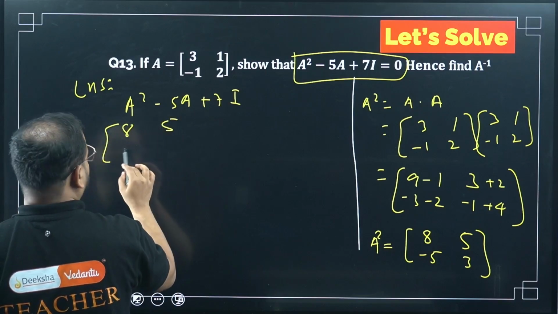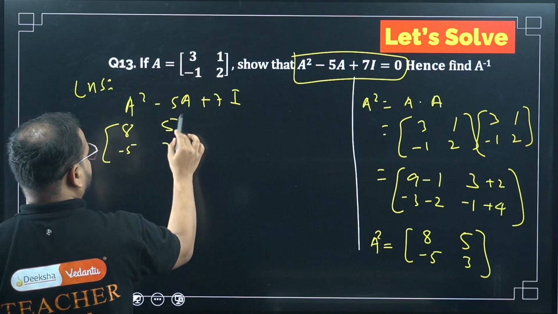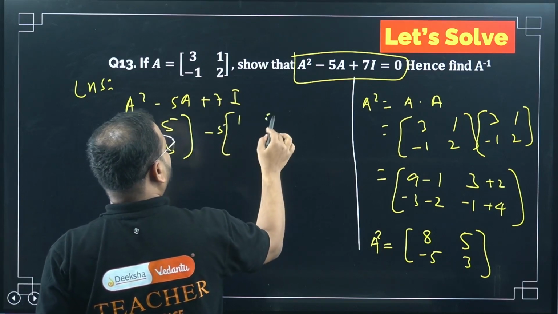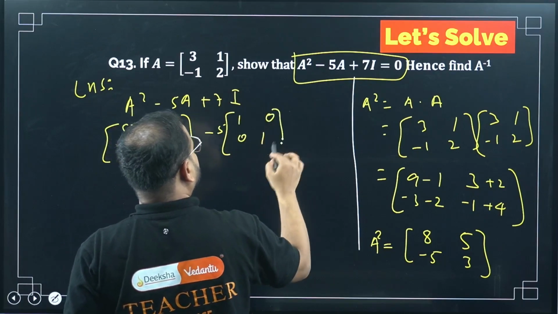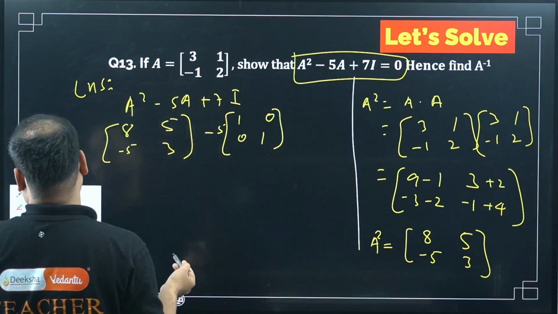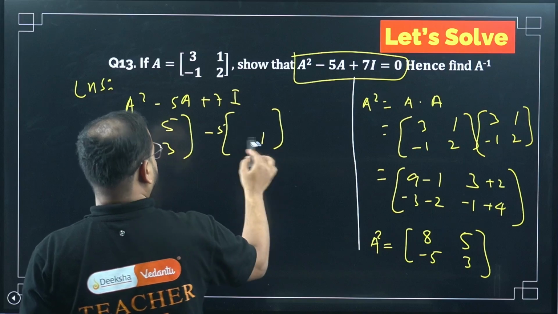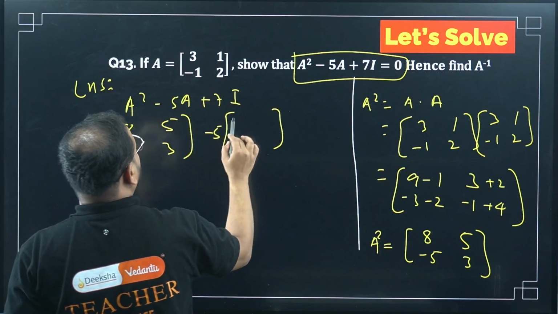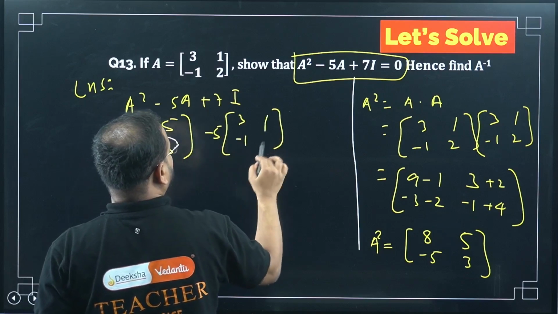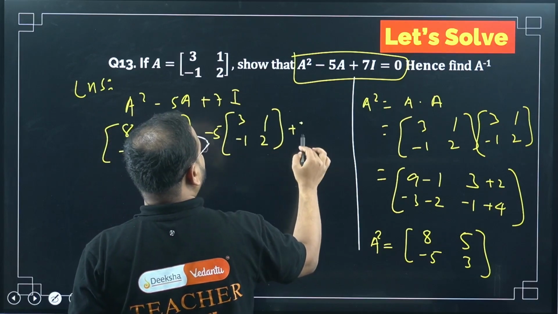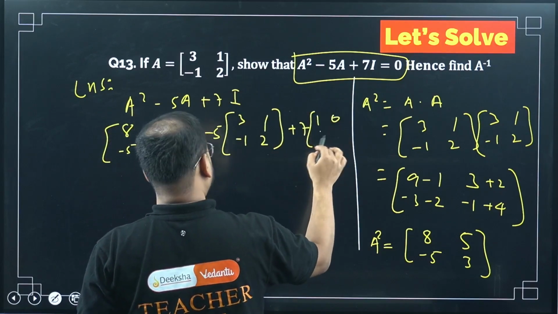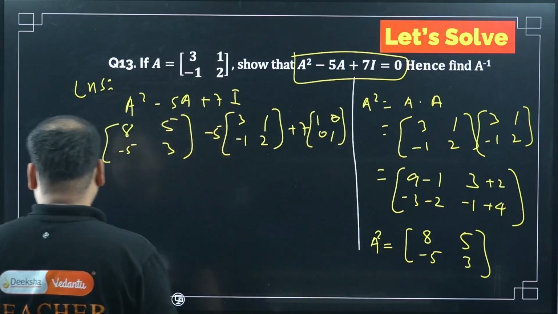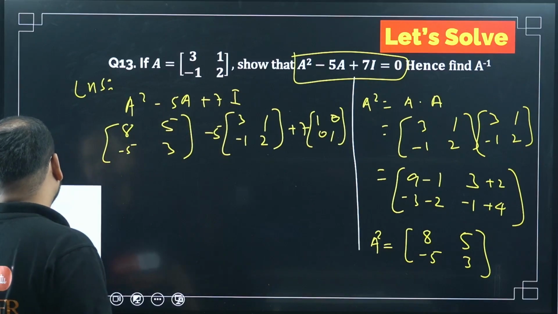Put it here. 8, 5, minus 5, 3. Minus 5A means what? Sorry, A, right? So 5A: 3, 1, minus 1, 2. And this will mean that thing. What I wrote: 1, 0, 0, 1. Identity is what? This, no? 1, 0 and 0, 1. Same order. We can't add without having the same order.